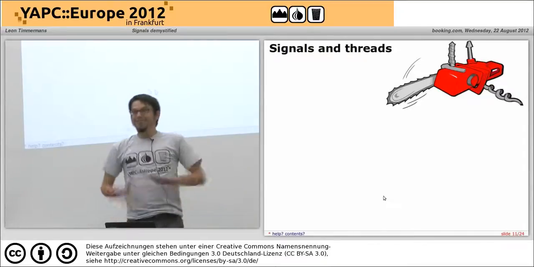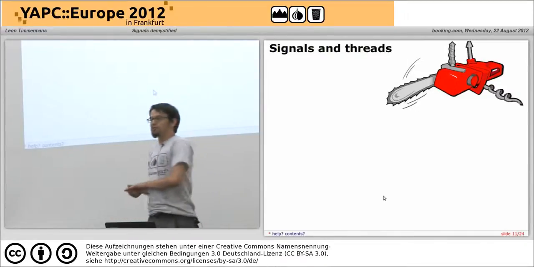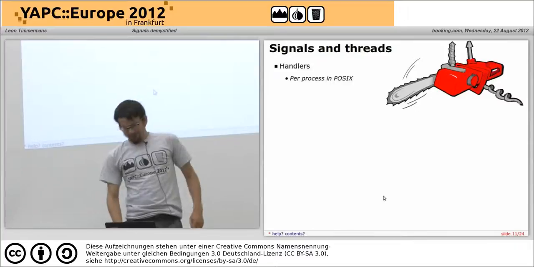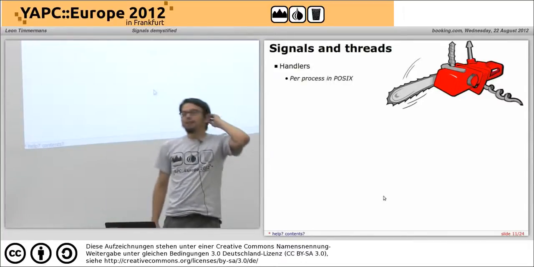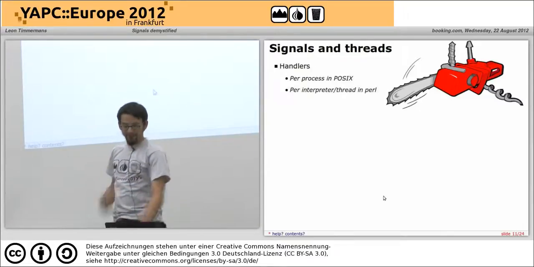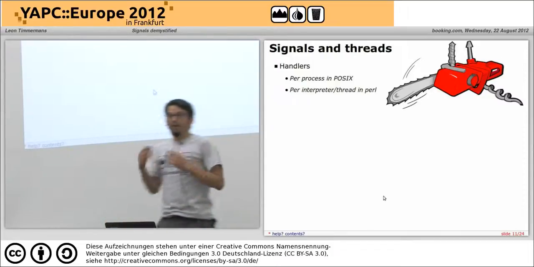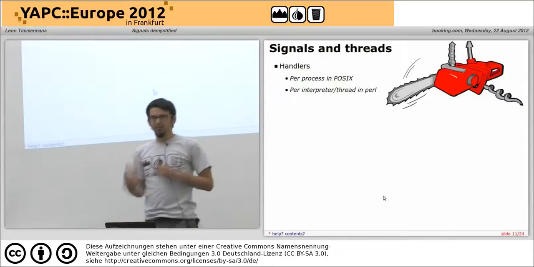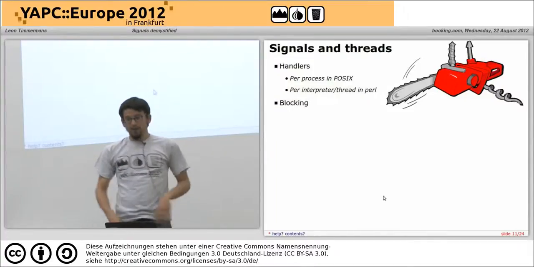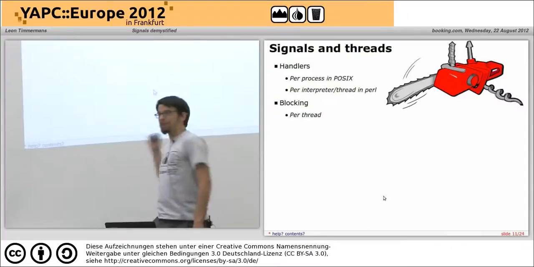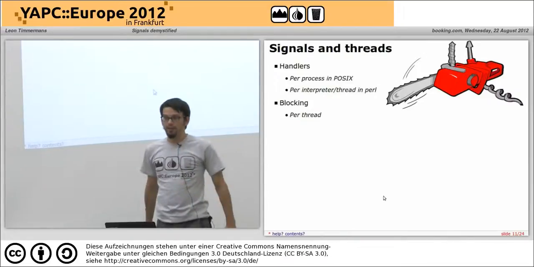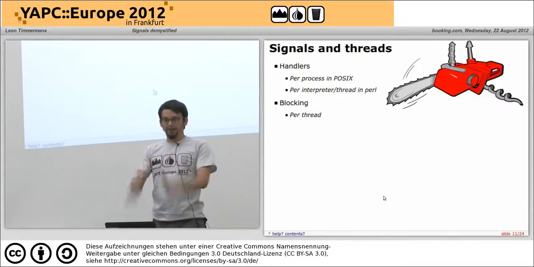which brings me to the fun slide. Signals and threads. The really short summary would be don't. And here's why. Handlers. In POSIX, signal handlers are per process. In Perl, however, they are per interpreter, thus per thread. This mismatch causes an interesting series of bugs, some of which are not really fixable because it's just too much of a mismatch. Blocking is per thread. This is actually the most sensible part of this slide, because you block because you're doing something that's not signal safe, but that something is thread specific.